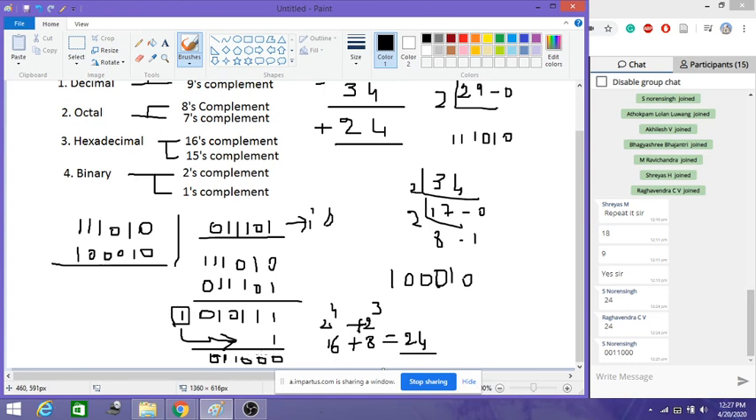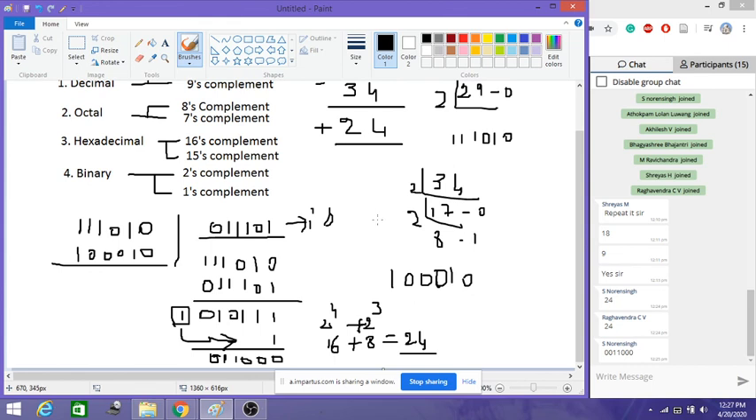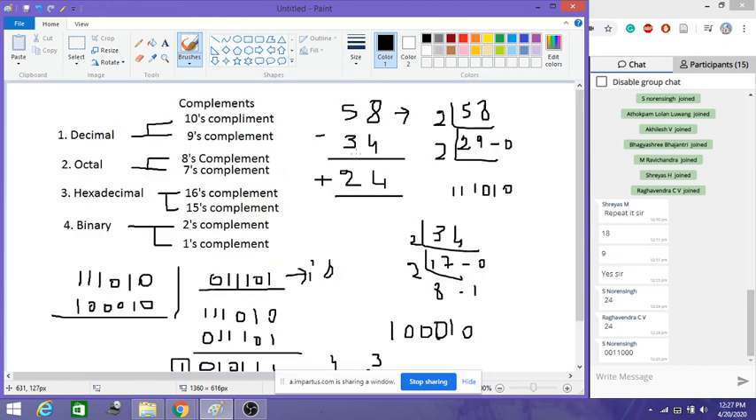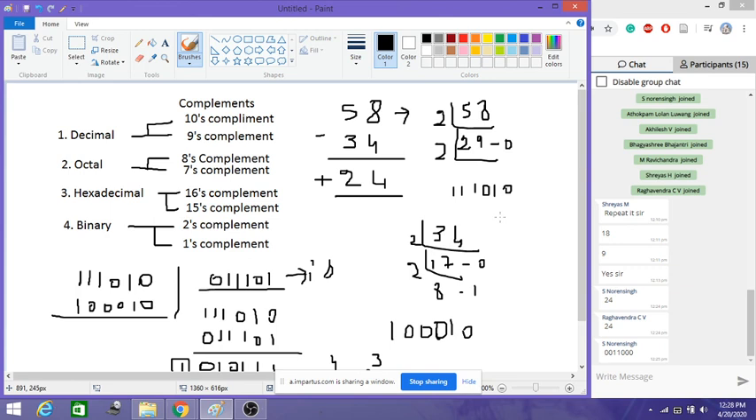This bit is multiplied with 2 to the power of 0, this with 2 to the power of 1, this with 2 to the power of 2, 2 to the power of 3, 2 to the power of 4, like this. Okay, so this is fine, no issues. Because this is a greater number and this a smaller number, we got the result as 24. Now we are running short of time. Let me quickly do one more last example here.